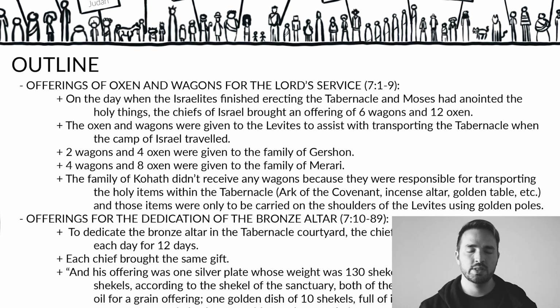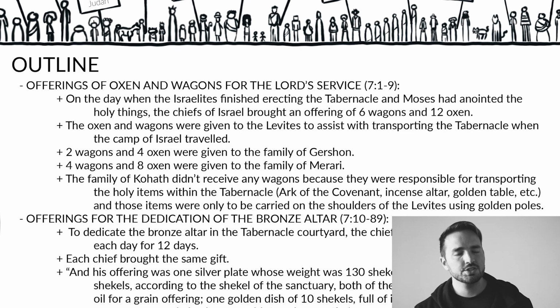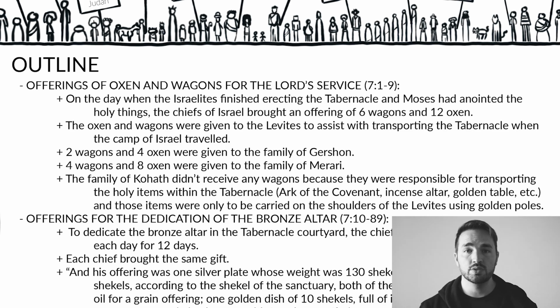So on the day when the Israelites finished erecting the tabernacle and Moses had anointed the holy things, the chiefs of Israel brought an offering of 6 wagons and 12 oxen. The oxen and the wagons were given to the Levites to assist with transporting the tabernacle when the camp of Israel traveled. 2 wagons and 4 oxen were given to the family of Gershon, and then 4 wagons and 8 oxen were given to the family of Merari.